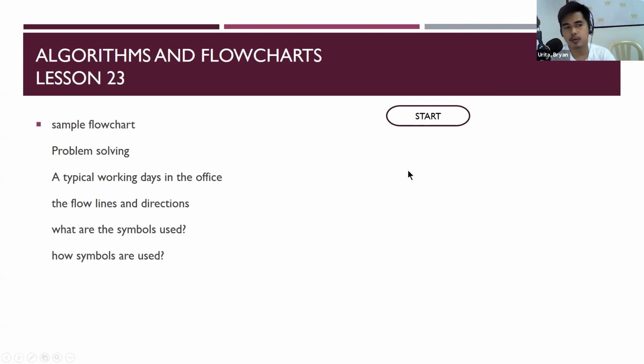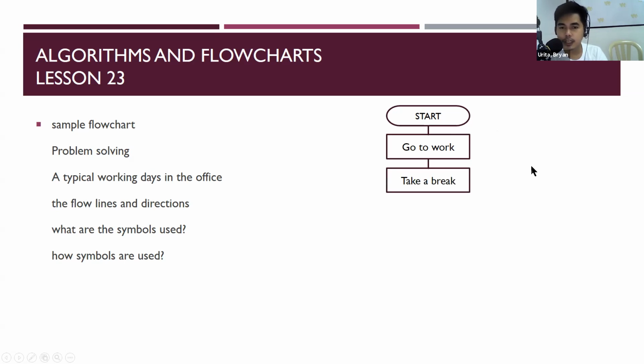So let's have an example of a typical working day in the office. Observe the flow lines and directions and the different symbols and how they were used in the flowchart. So start, again, what is this symbol again? Terminal symbol, that is oval. And this is a flow line. Then go to work.